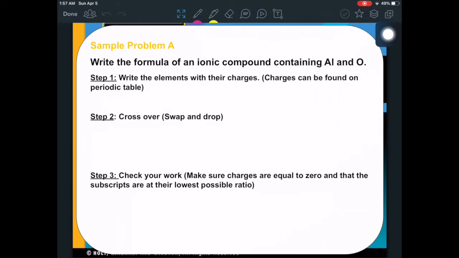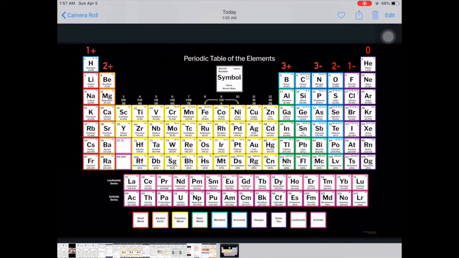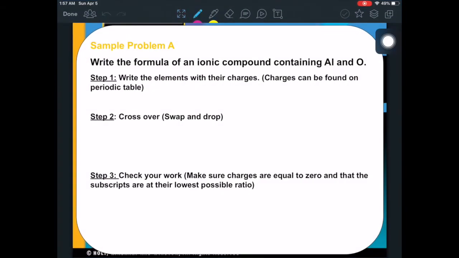All right, so first things first, I want to find out how many aluminums and how many oxygens are going to be in my overall compound. I need to know how to balance them out and how to make this work for me. So the first thing I'm going to do is go to my periodic table and look for aluminum. Aluminum is right here, so it has a charge of +3. And oxygen is right here. It has a charge of -2, right? So I'm going to draw Al with a +3 and oxygen with a -2, right?